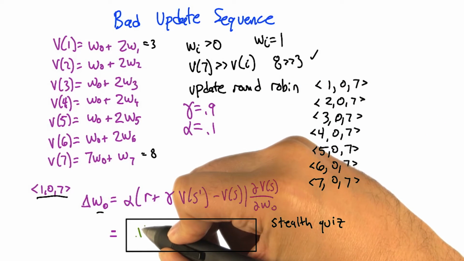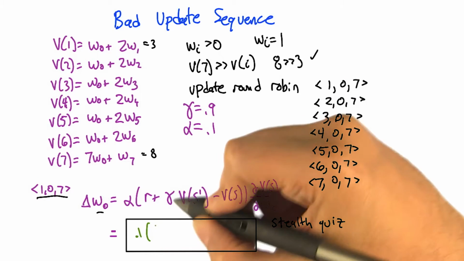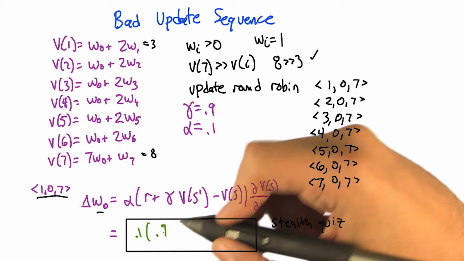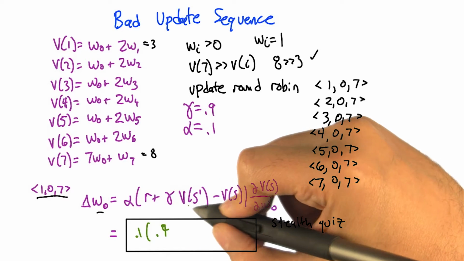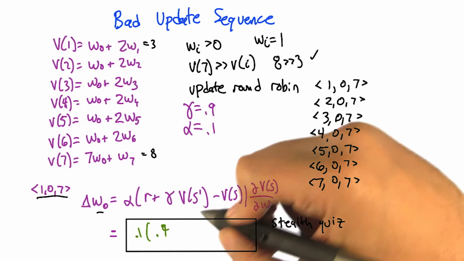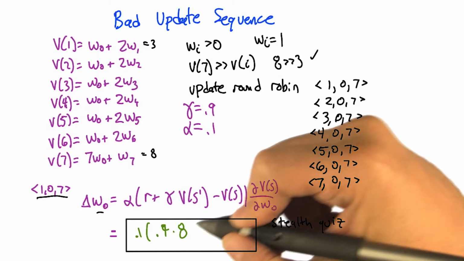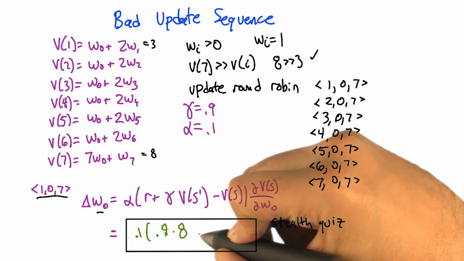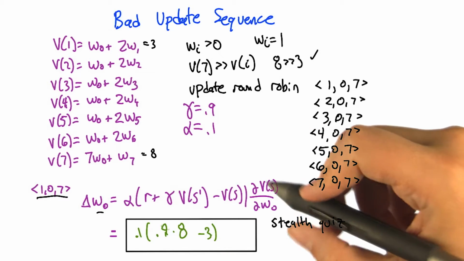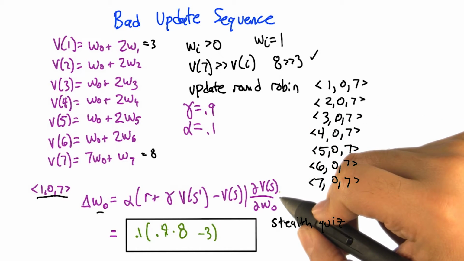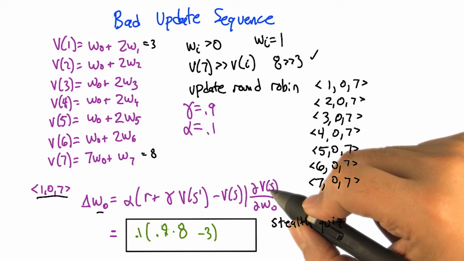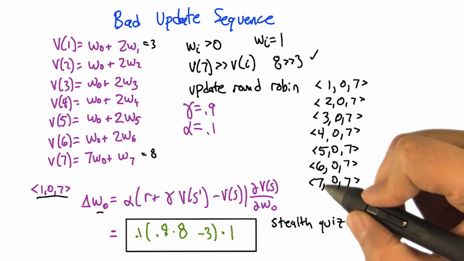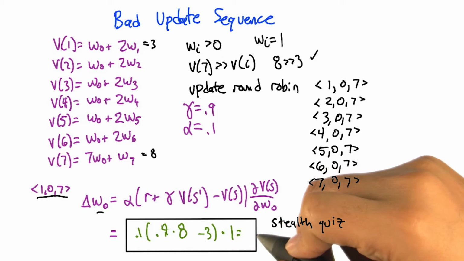Alpha is 0.1 times the reward, which is 0, plus 0.9 times the value of where we're headed, which is state 7, which has a value of 8, right? Right. Minus the value of the state that we came from, which was 3, times the derivative of the value function with respect to that weight, which, as we recall from earlier, is just the weight, which was 1. Good. Right. So that would be 0.42.